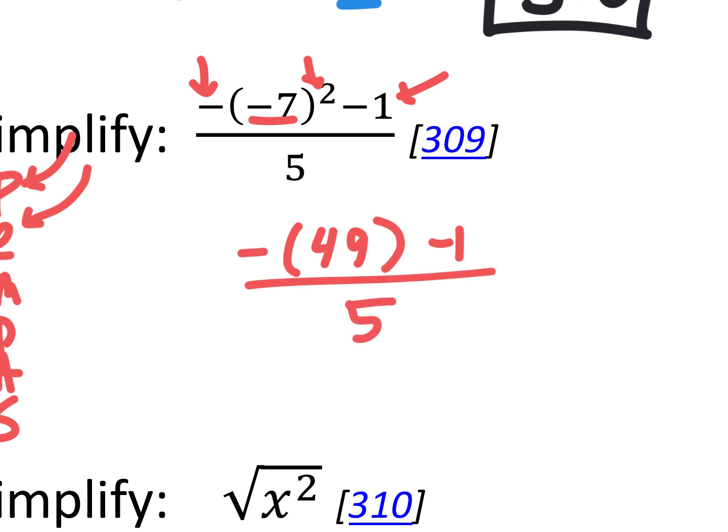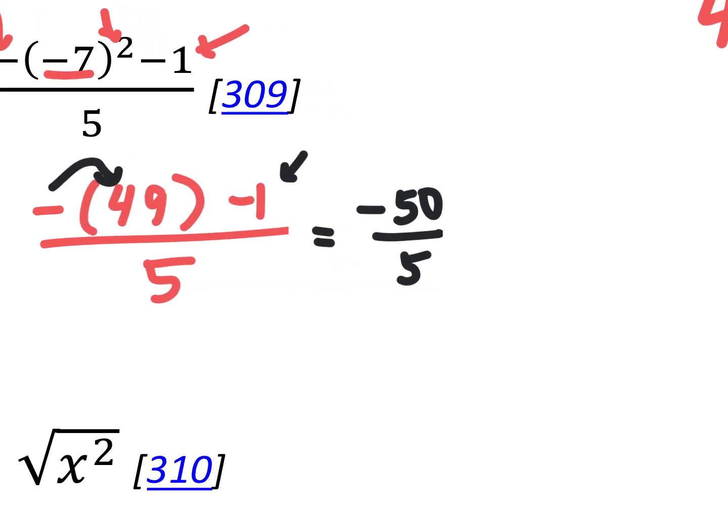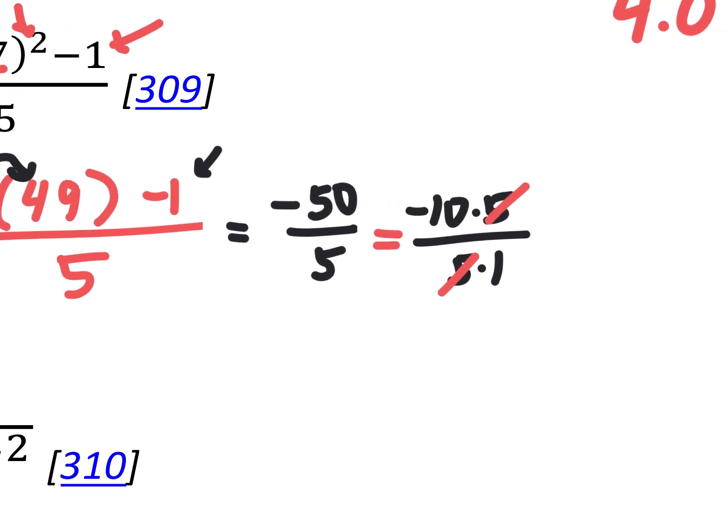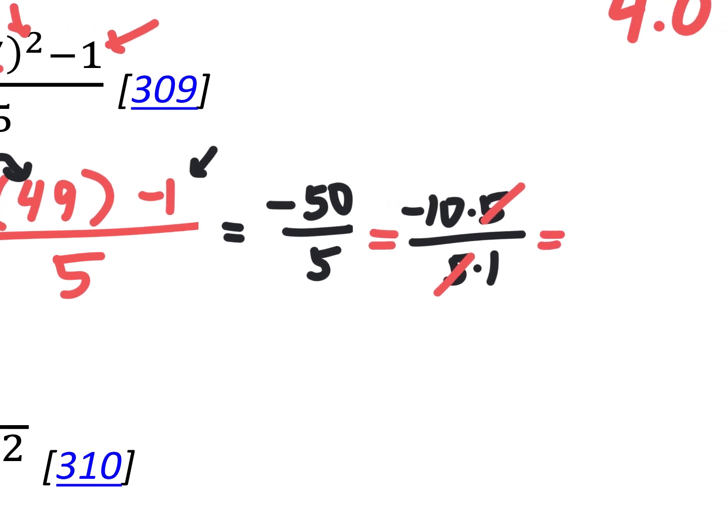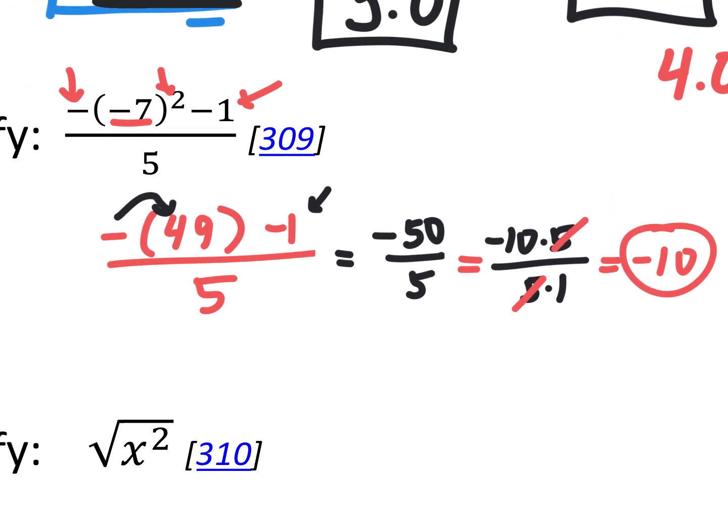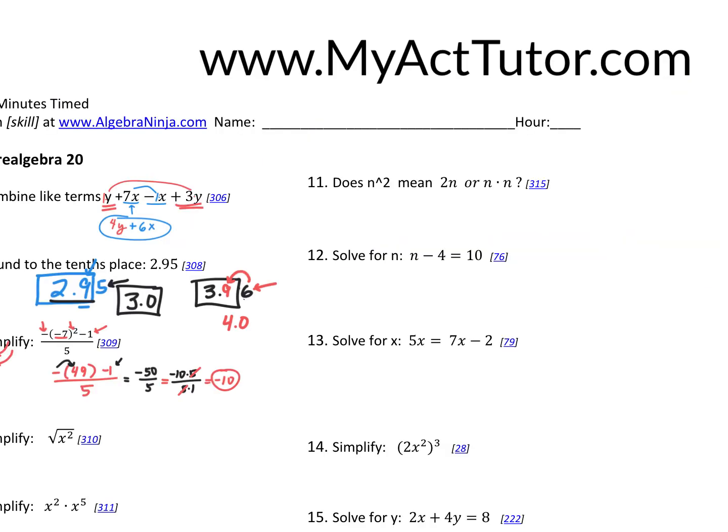Now, if I take my -49, notice that negative is still there. So that's a -49, and I take away 1. Now I'm at -50 over 5. And the way I like to reduce this is I like to think of it as -10 times 5 over 5 times 1. And then my 5s can cancel, aka I can reduce it, and now I've got -10 for my final answer. So it's all about doing it in the right order.